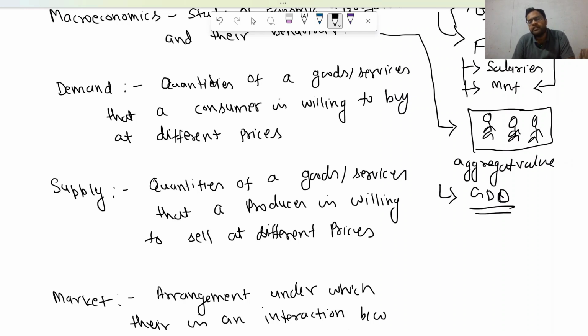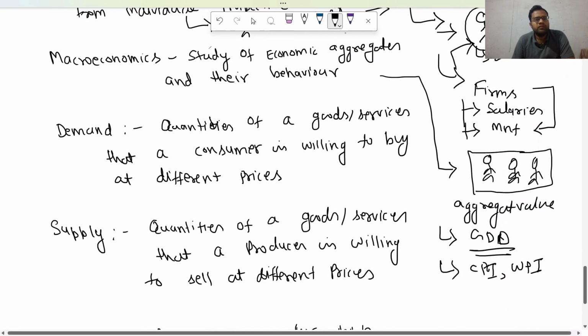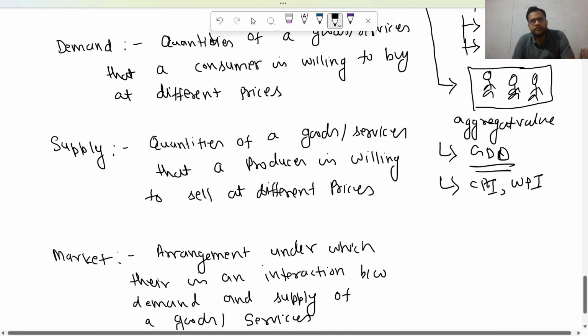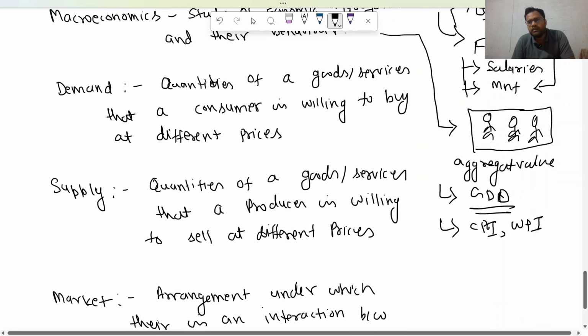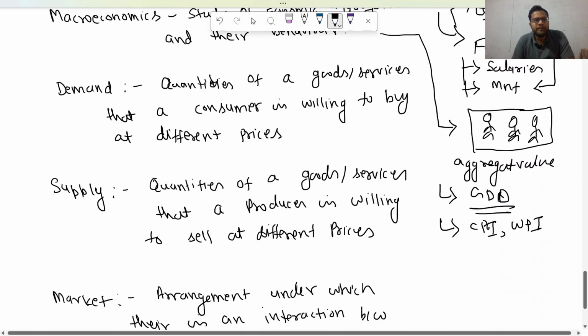There are other economic aggregates like CPI, Consumer Price Index, and Wholesale Price Index. These studies come under the macroeconomy. So now we have seen what is the difference between the microeconomy and the macroeconomy. Now come to the demand. What is the demand in the market?